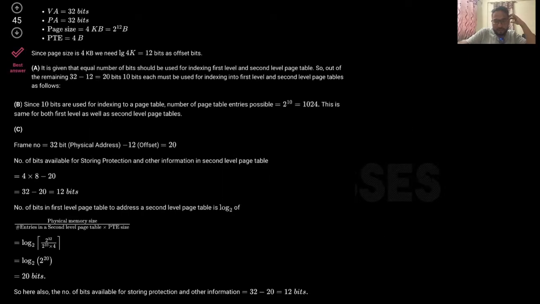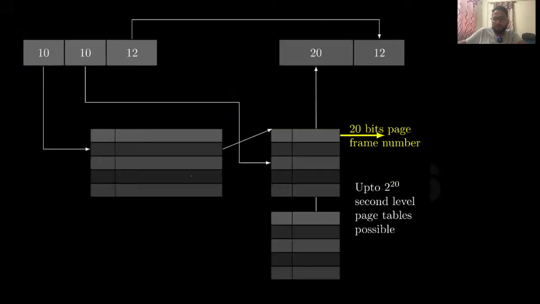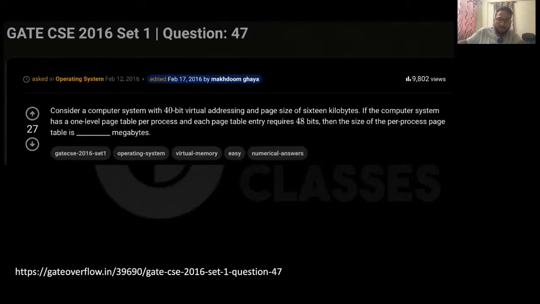So see, 12 bits are available. This 12 is written here. 12 bits are available for the other information, because you will be needing 20 bits for this physical translation. So let me just summarize everything probably. Okay. Let me just summarize.